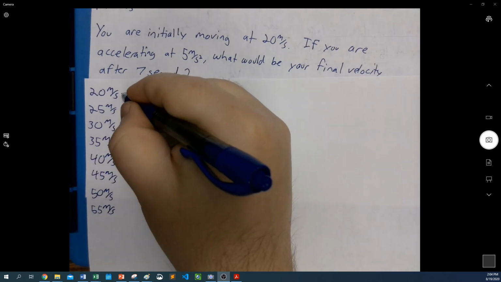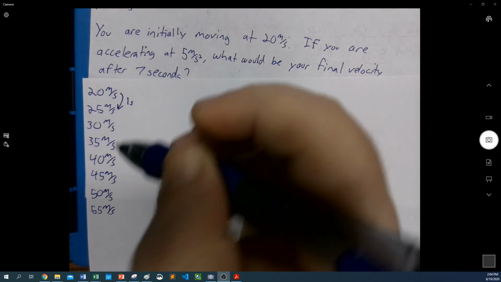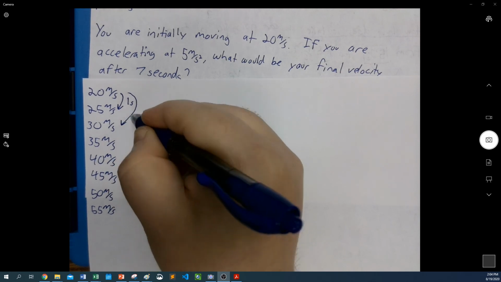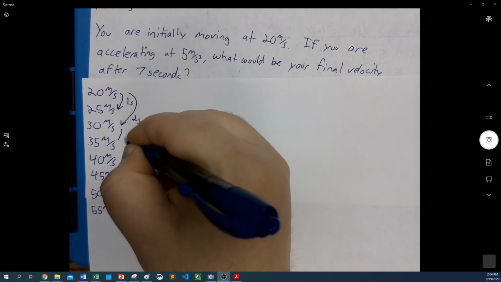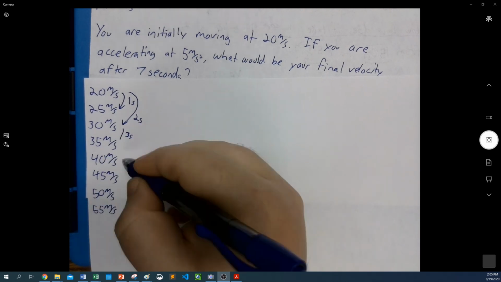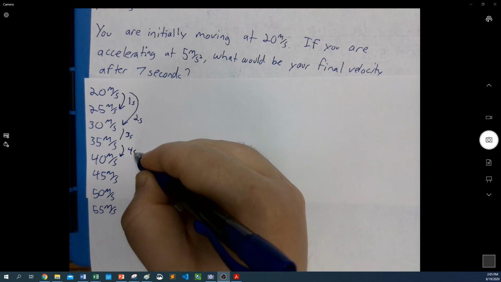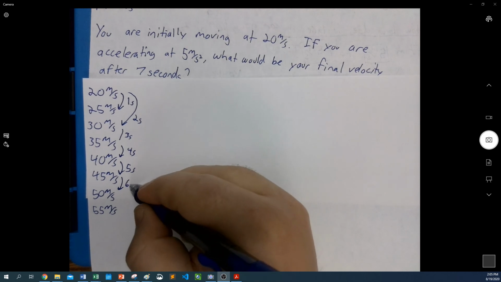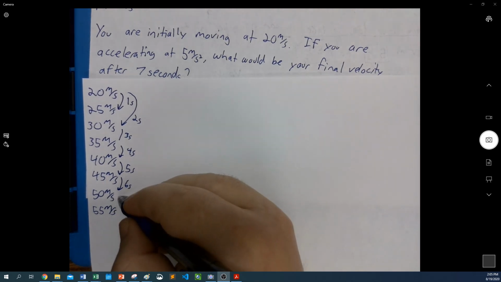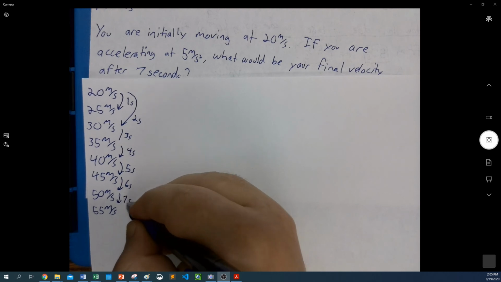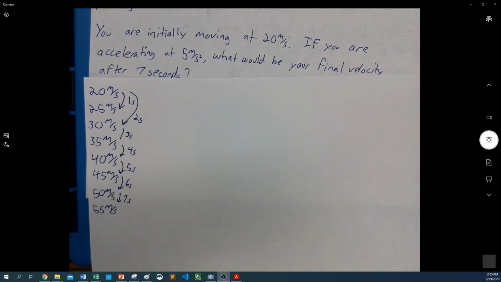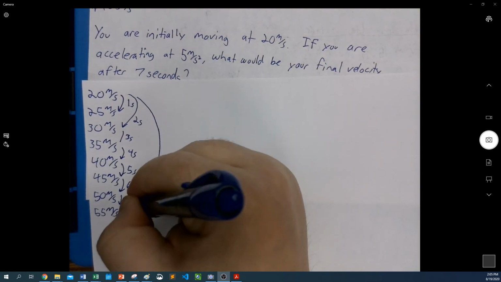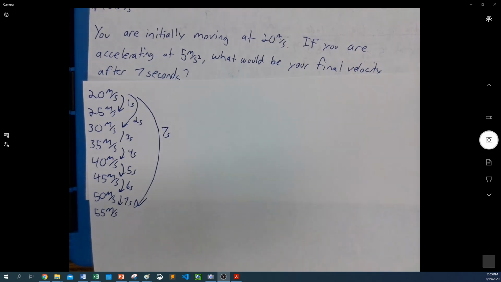So 1 second later, you'd be going 25. Another second later, 30. 3 seconds later, you'd be going 35. Another second later, you would be going 40. Another second later, you'd be going 45. Another second later, you would be going 50. And another second later, you'd be going 55 meters per second. So every second, you're gaining 5. So 7 seconds in total. That's how long it would take.